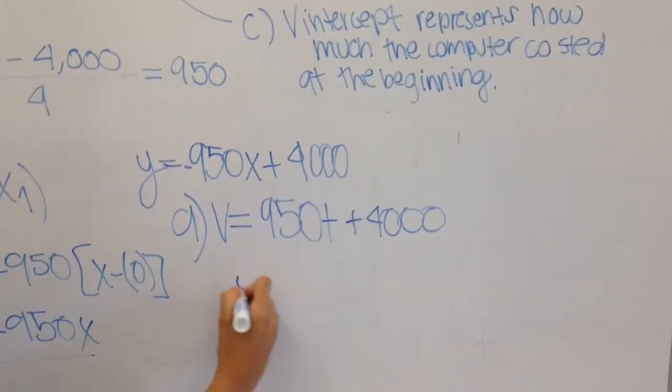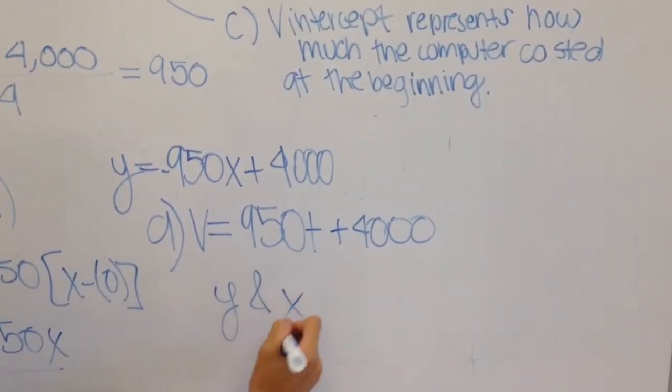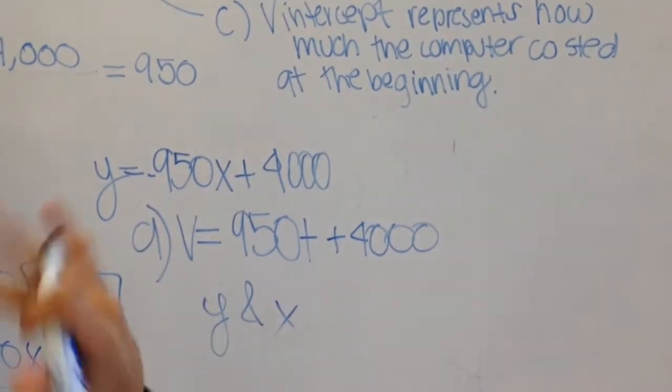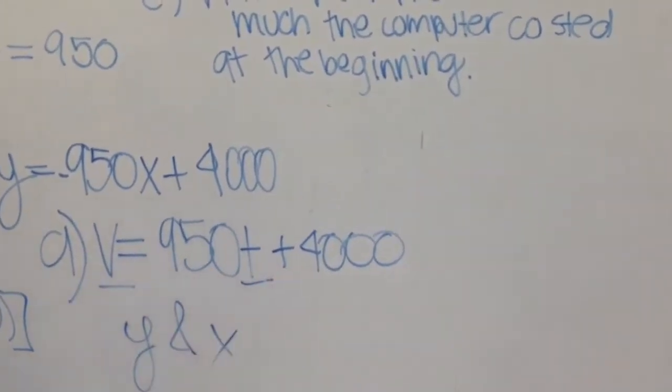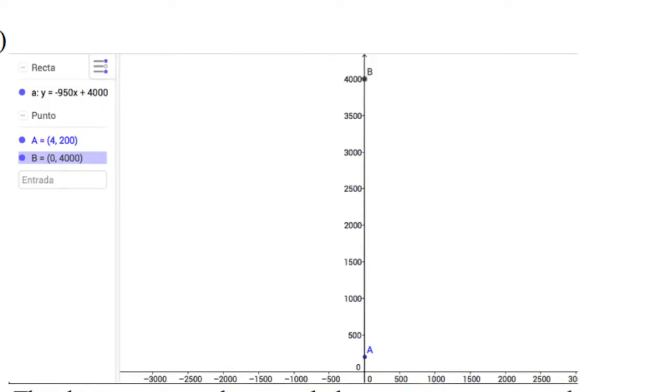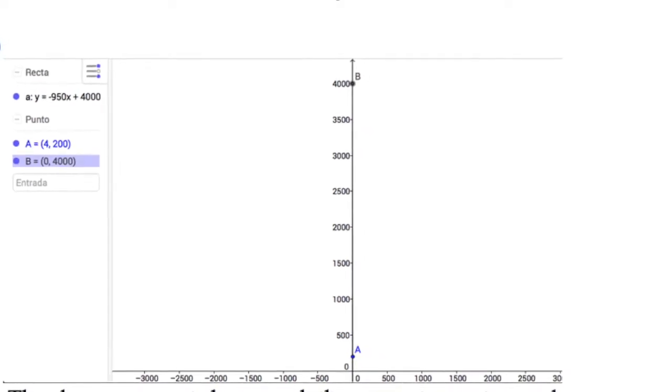Substituting instead of x and y, you get the B and you get the t, for time and value. So that's your first question. This is the graph for our equation.